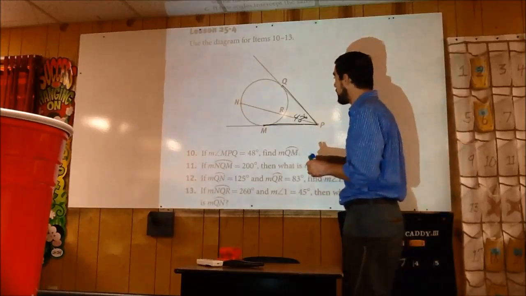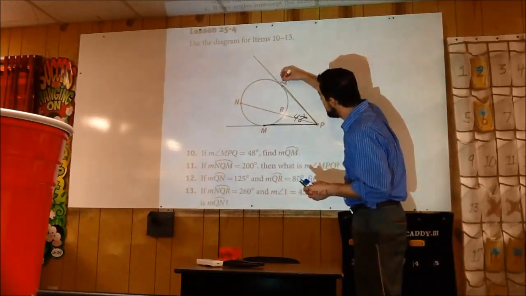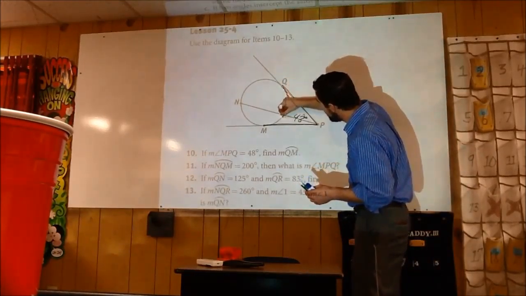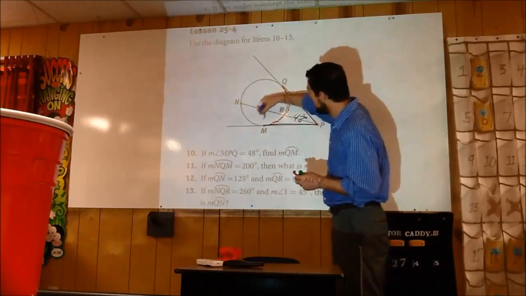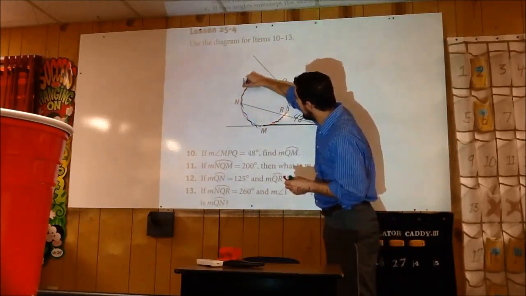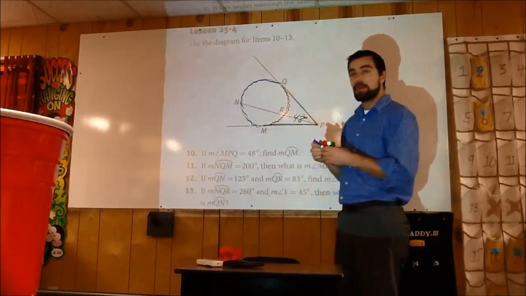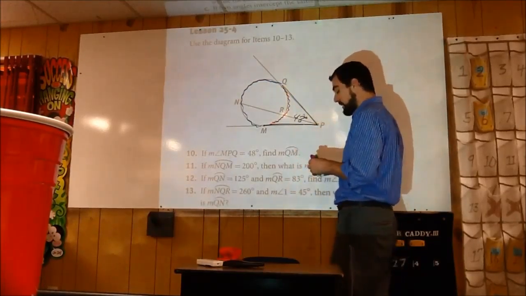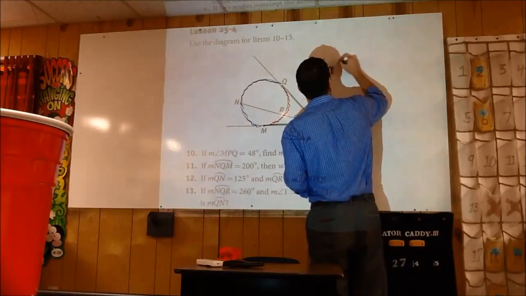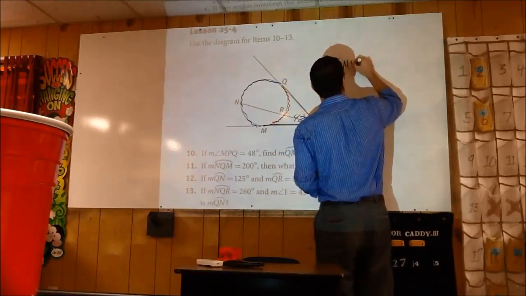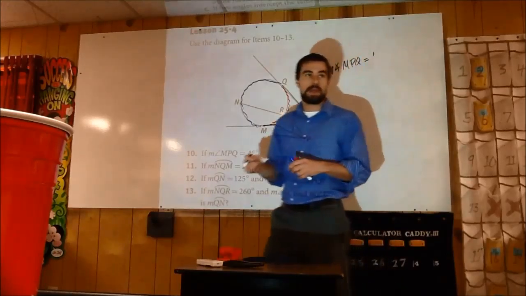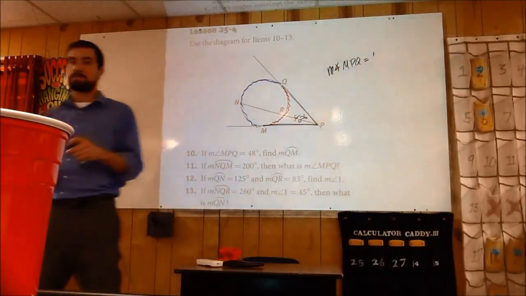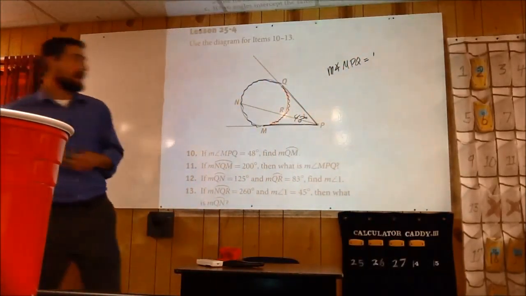The two intercepted arcs are minor arc QM and major arc MNQ. These are the two intercepted arcs. So my equation will be the measure of angle MPQ is equal to, what is it? The measure of the angle if it's outside? Half the difference. Half the difference.